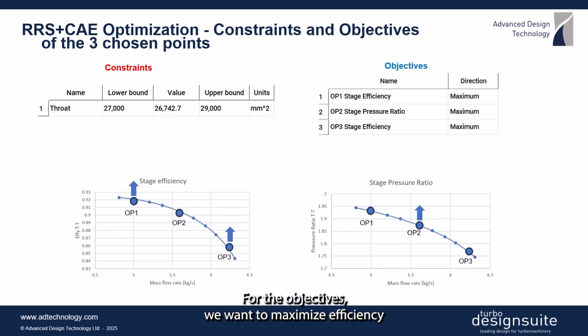For the objectives, we want to maximize efficiency at the surge side and choke side of the map, which should extend the map range on both sides. Holding or increasing mid-map pressure ratio stops the map from flattening. That is, increasing map width at the expense of pressure ratio delivery.